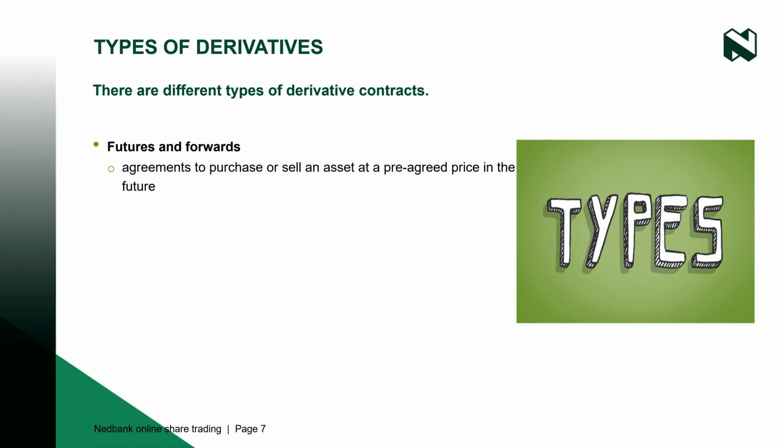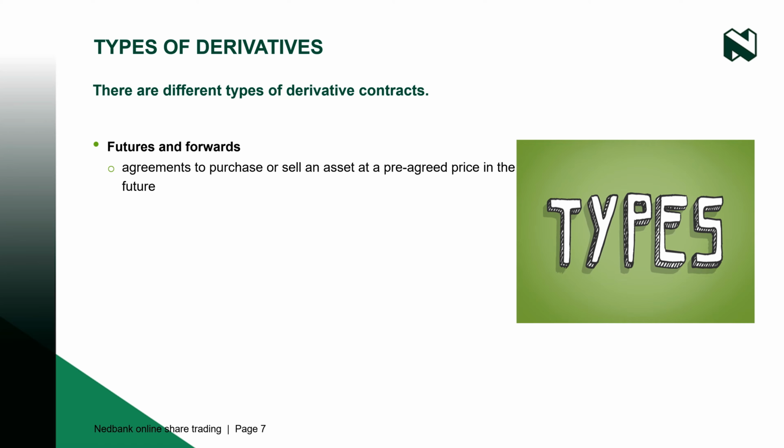Settlement for the forward contract takes place at the end of the contract, while the futures contract settles on a daily basis. Most importantly, forward contracts can be customized between the counterparties, whereas futures contracts exist as standardized contracts that are not customized between counterparties.